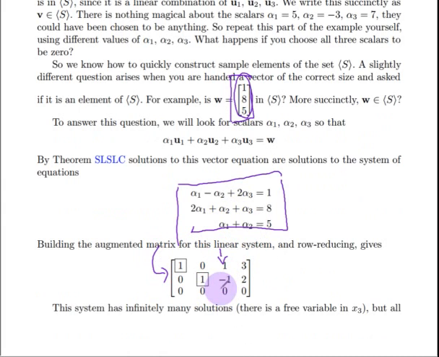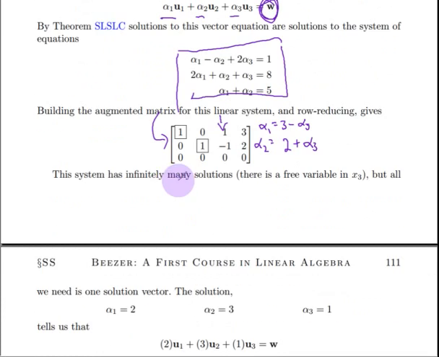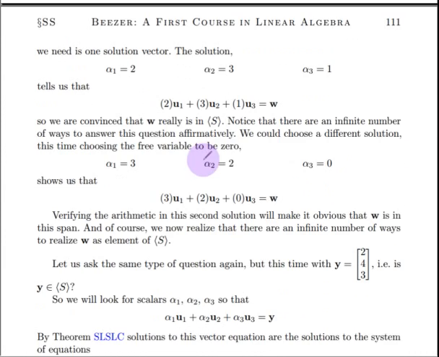Notice that alpha 3 is a free variable. So for instance, I have alpha 2 equal to 2 plus alpha 3, and alpha 1 is equal to 3 minus alpha 3. So I could plug in any alpha 3 and get alpha 1 and alpha 2. And that gives me a linear combination. That solution will give me values of alpha 1, alpha 2, and alpha 3 that give me this vector W. The system has infinitely many solutions.